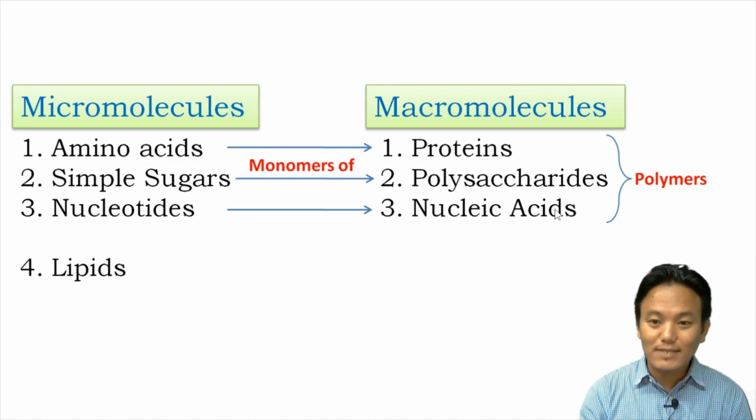Then the nucleic acids, DNA and RNA, right? DNA and RNA are nucleic acids and they are all polymers. They are made up of repeating units, and their repeating units are nucleotides. So nucleotides are monomers of nucleic acid.